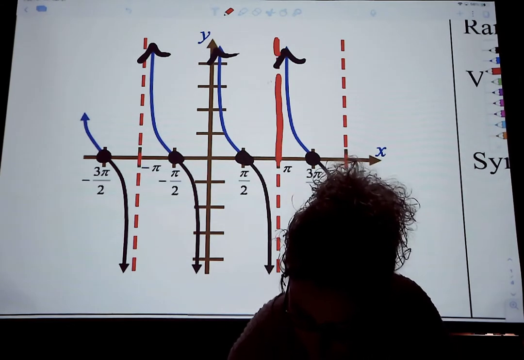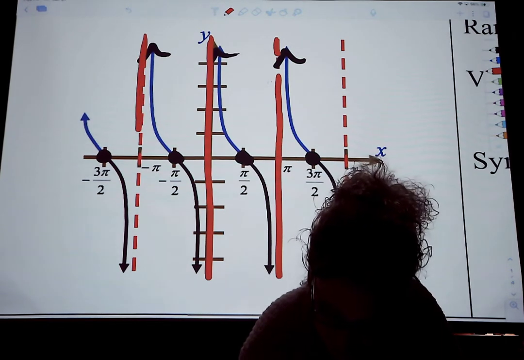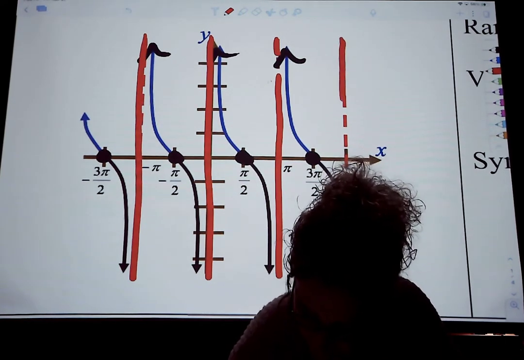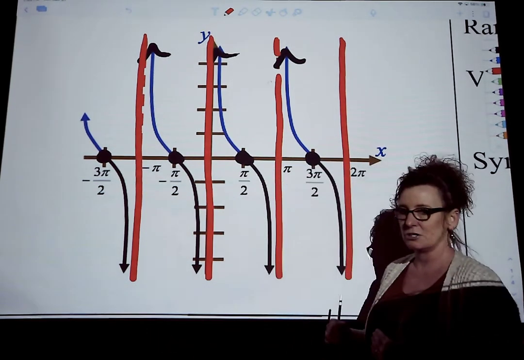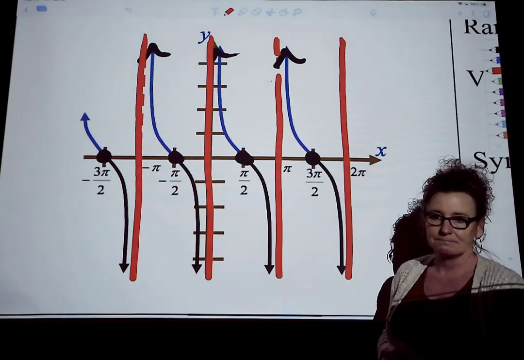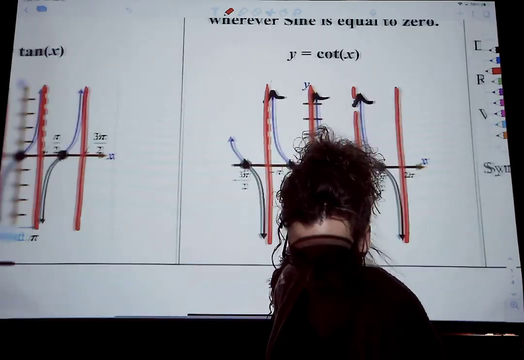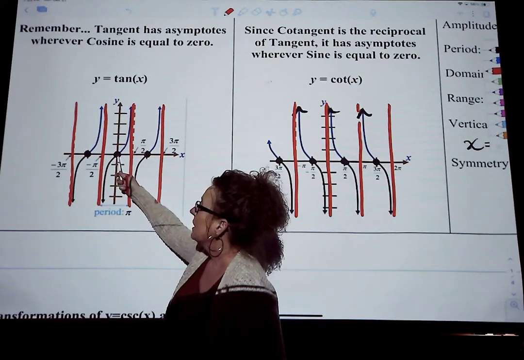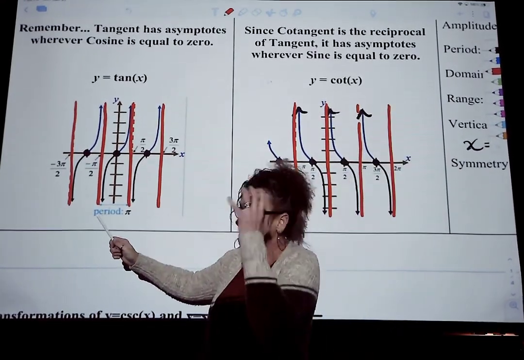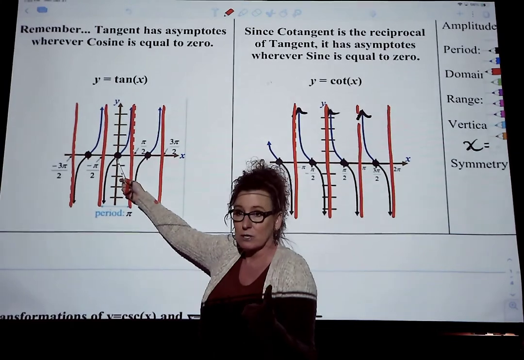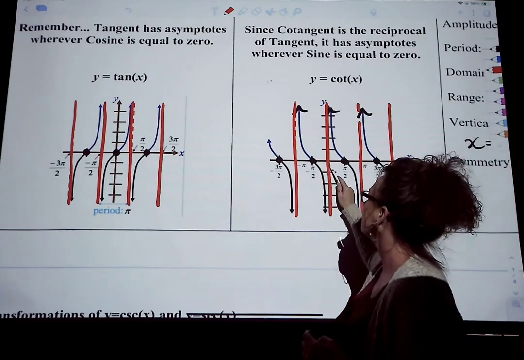Positive pi, 0, negative pi, 2 pi. Everywhere tangent was 0, cotangent blows up. And one more thing. Because tangent does cross at 0, cotangent is going to blow up at 0. Keep in your mind that your tangent does pass through the origin. Your cotangent does not pass through the origin. That's going to be super important.